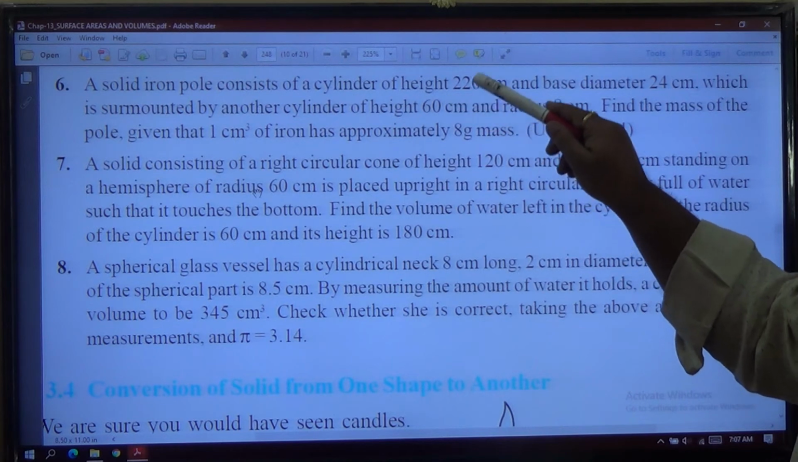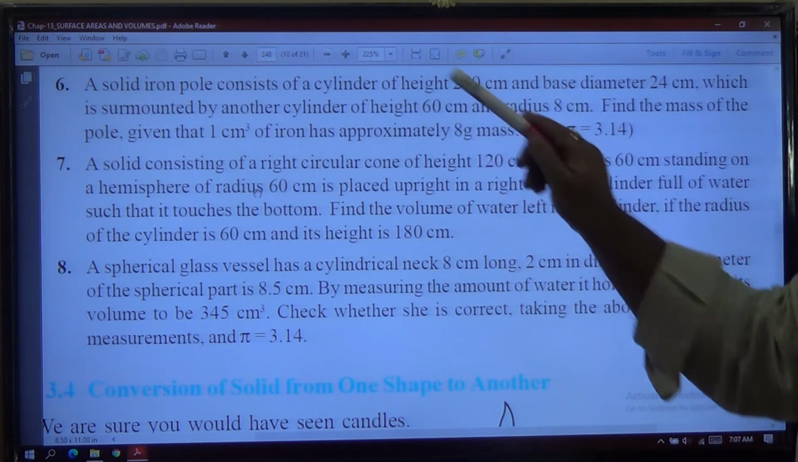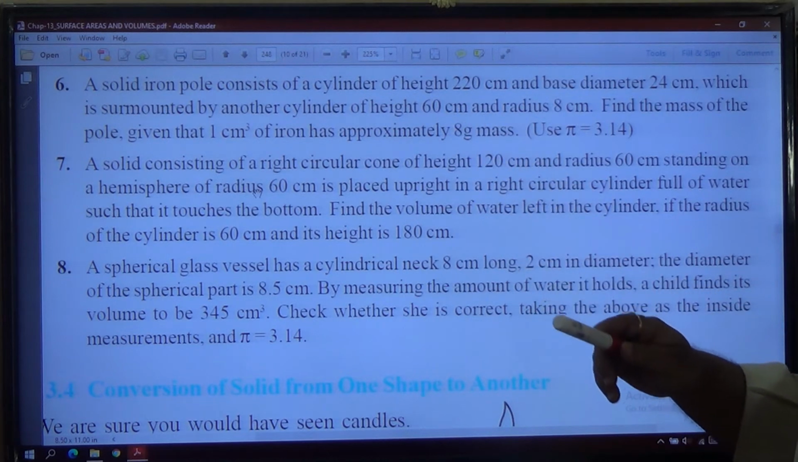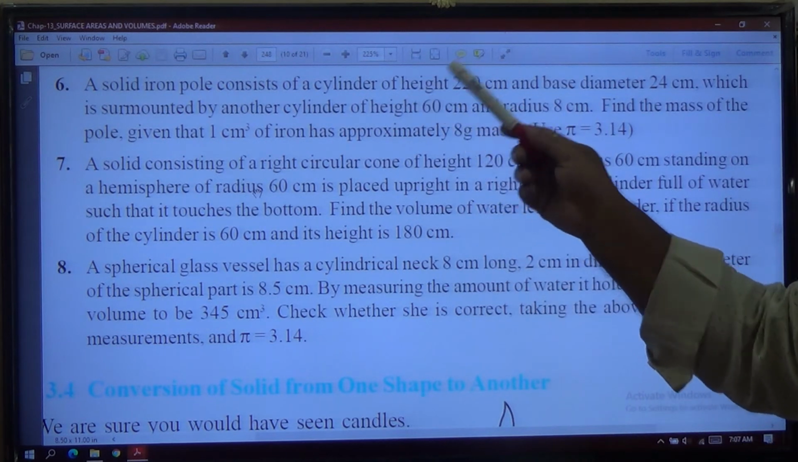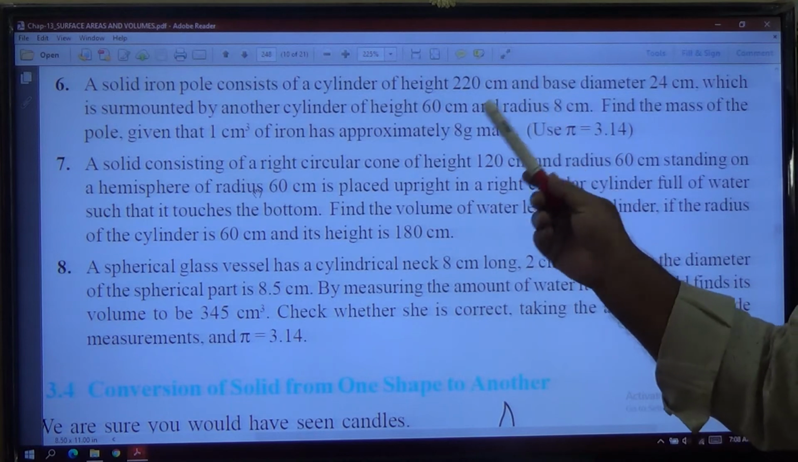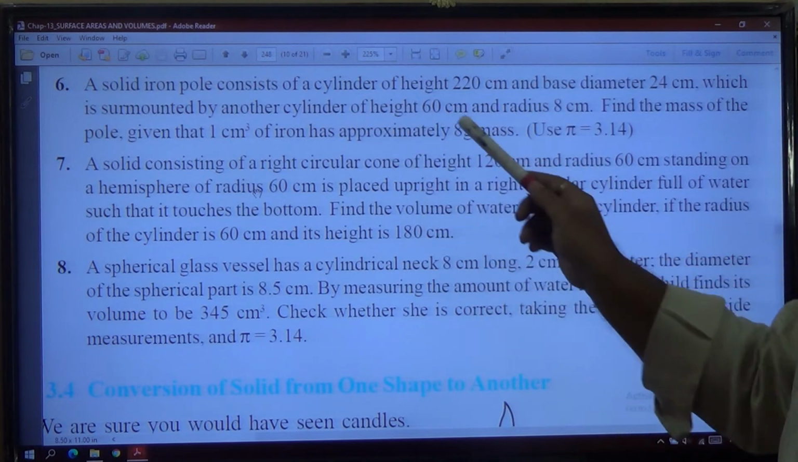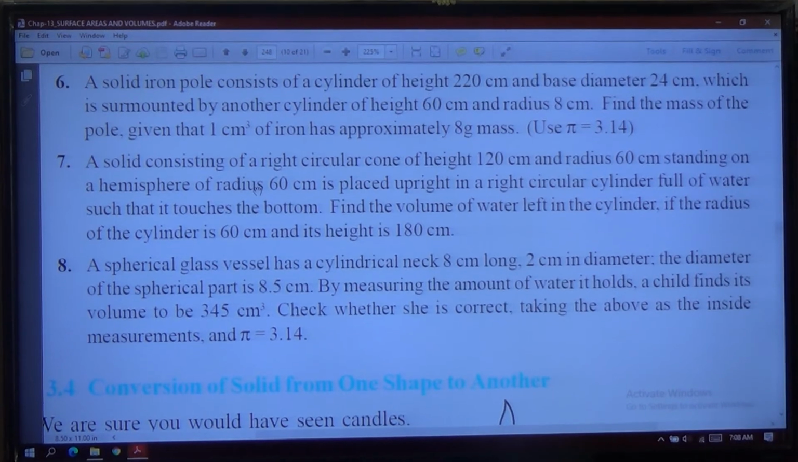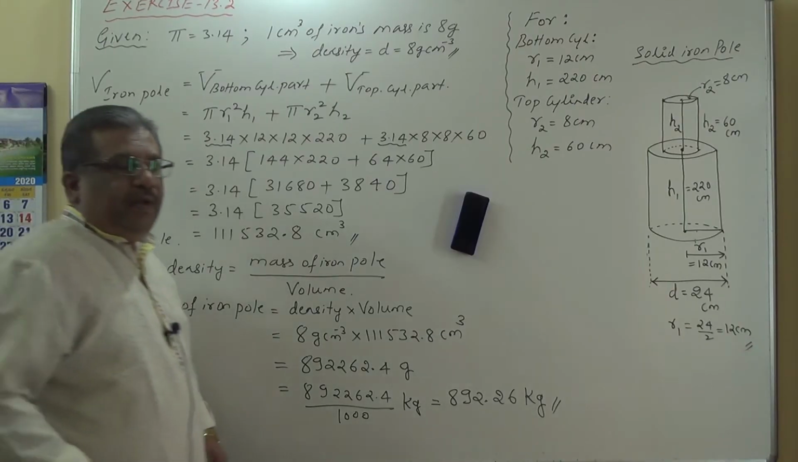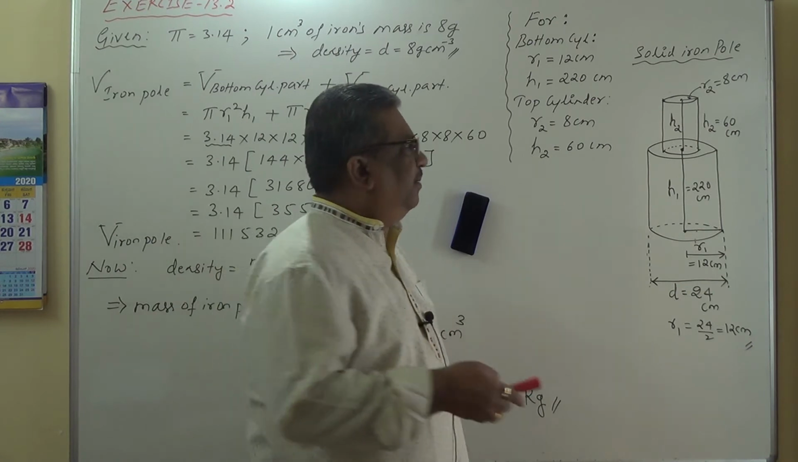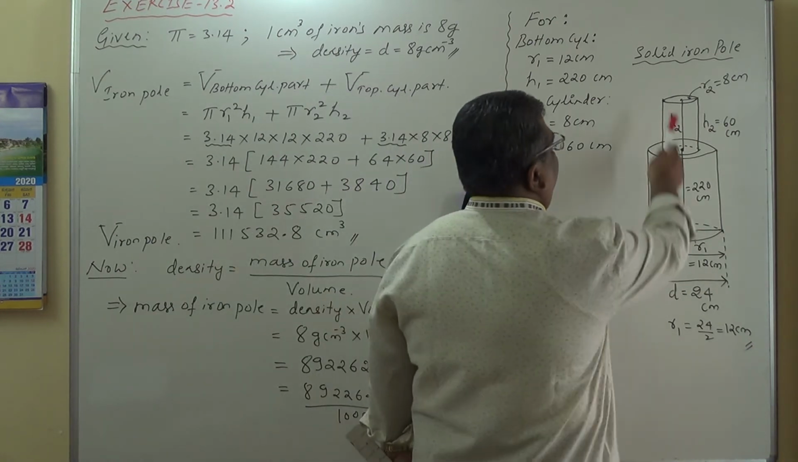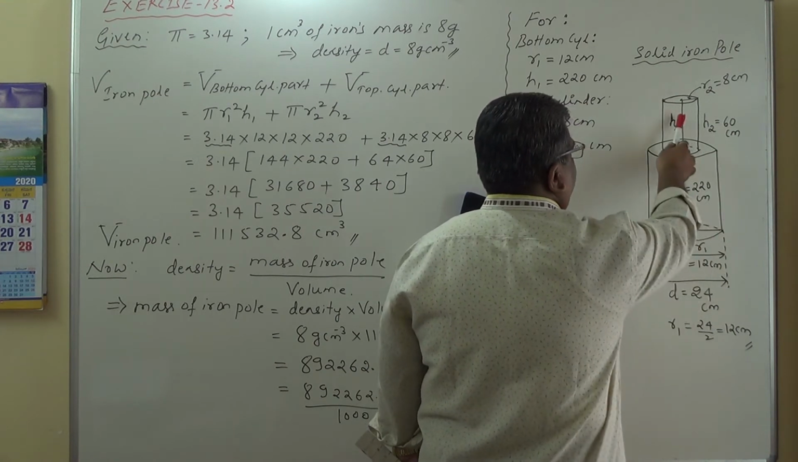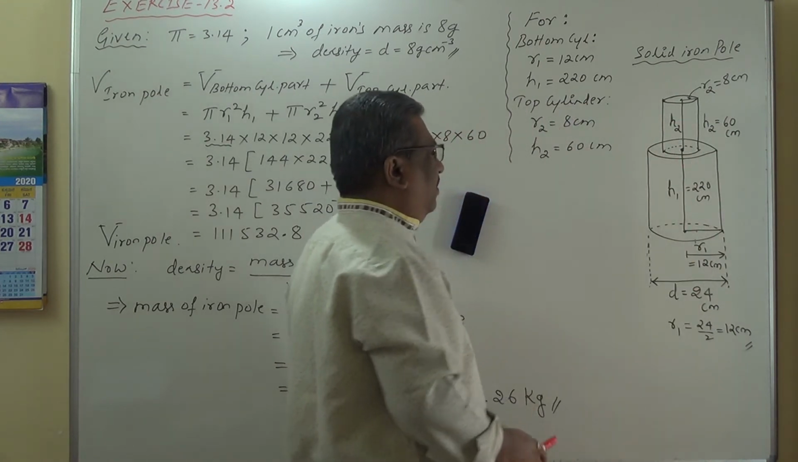If we calculate the volume of this solid iron pole, then density is mass divided by volume. Volume of the iron pole we will be calculating, and mass of the iron pole should be density multiplied by volume of the iron pole. So let us solve this on the board. Yeah, here the diagram is like this. A solid iron pole, the bottom cylindrical part, which is surmounted by another top cylindrical part.